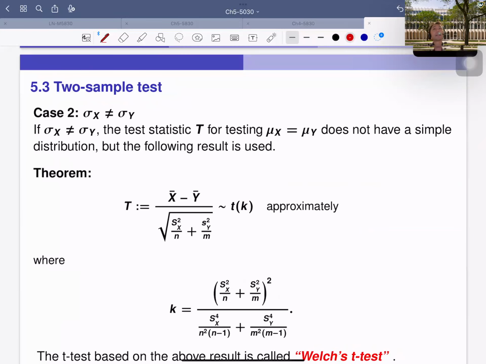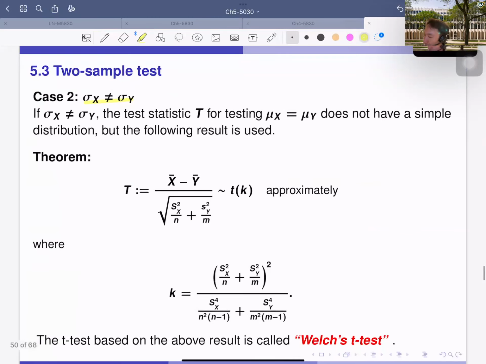Yeah, and the next case is sigma x is not equal to sigma y. That is the usual case. So the two populations have different variability. I don't know, maybe male height and female height have different standard deviations. I don't really know, but sometimes two groups certainly have different variations. Maybe the temperature on rainy days and the temperature on sunny days. I think obviously, at least in the Midwest in winter, on the sunny days the variation is much higher.